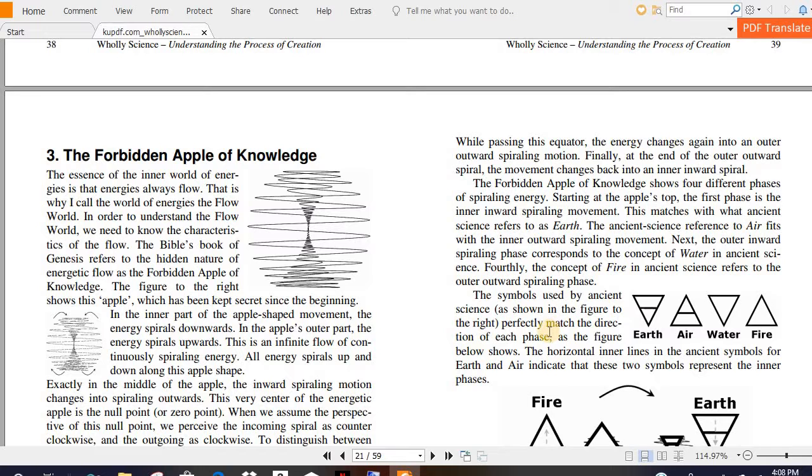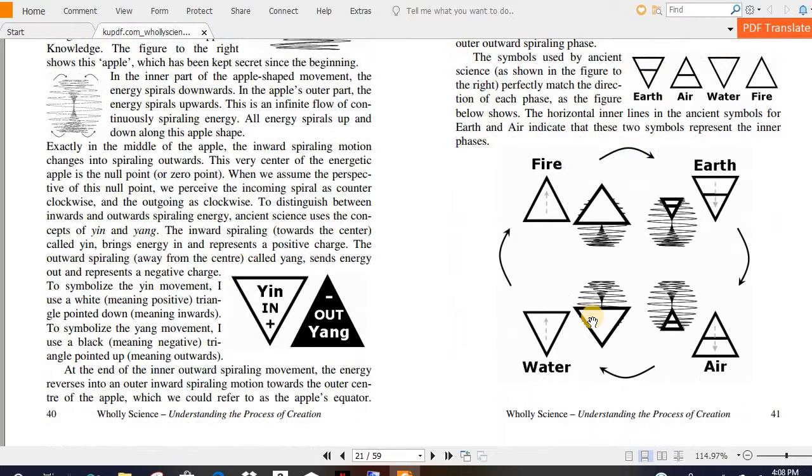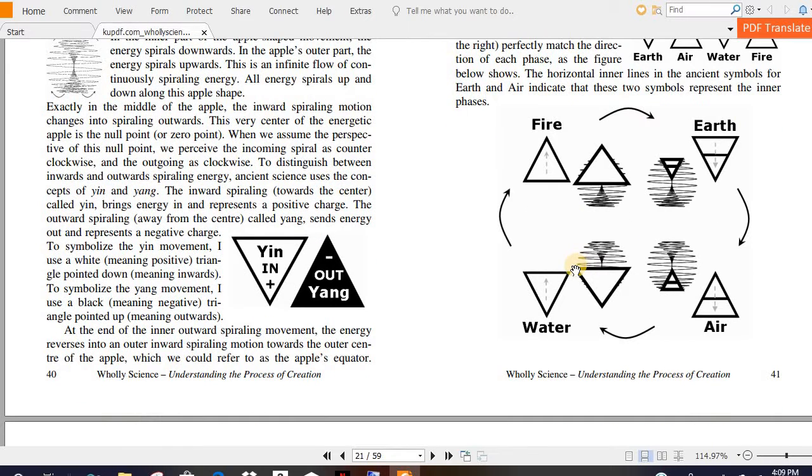The symbols used by ancient science as shown in the figure to the right perfectly match the direction of the shape as the figure below shows. The horizontal inner lines in the ancient symbols for earth and air indicate that these two symbols represent the inner phases. So right here's the diagram. You have the energy going up and around, that's fire, earth, down, air, back up, water. It's a cycle through this forbidden apple here, if you want to look at it like that.